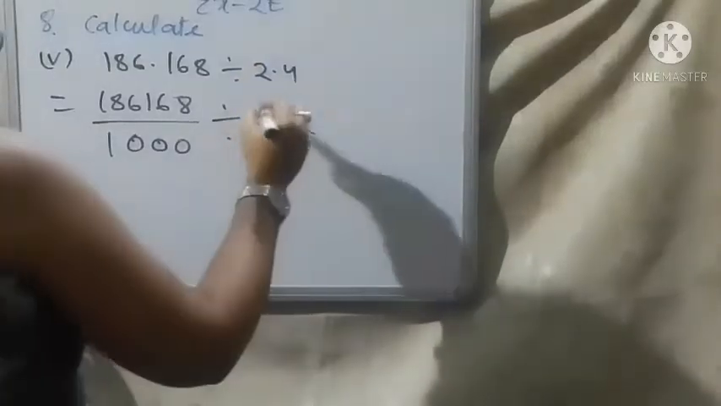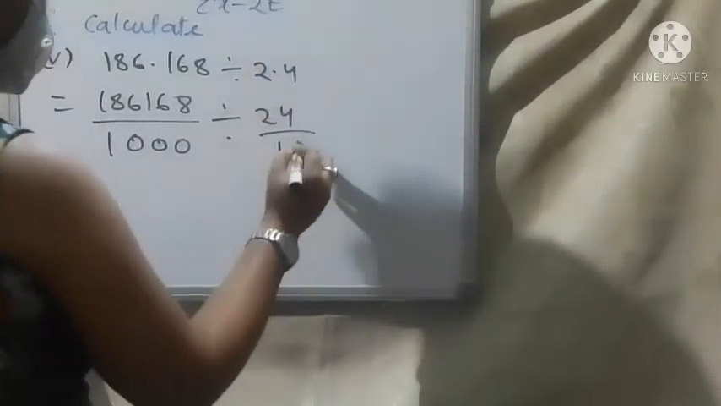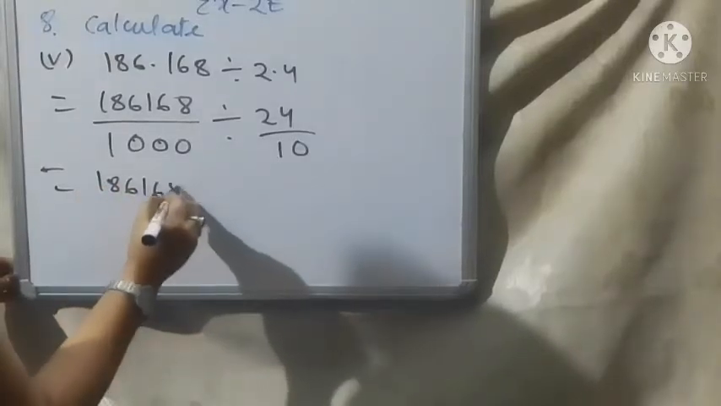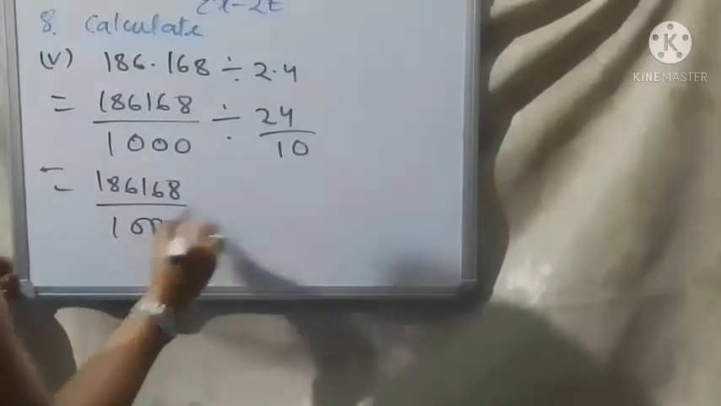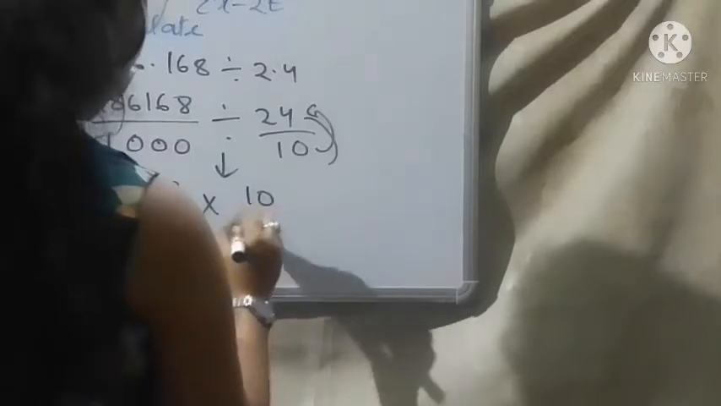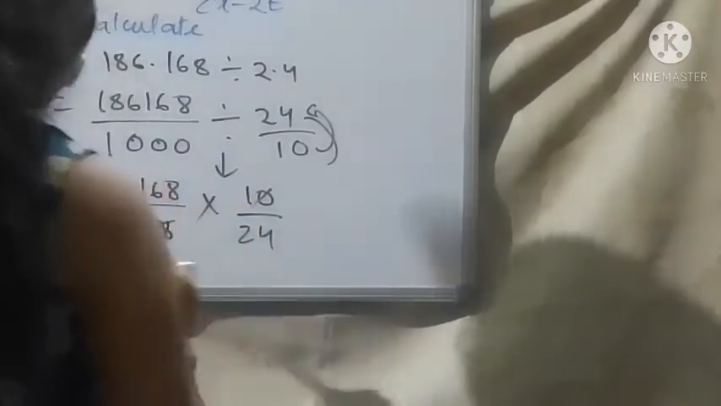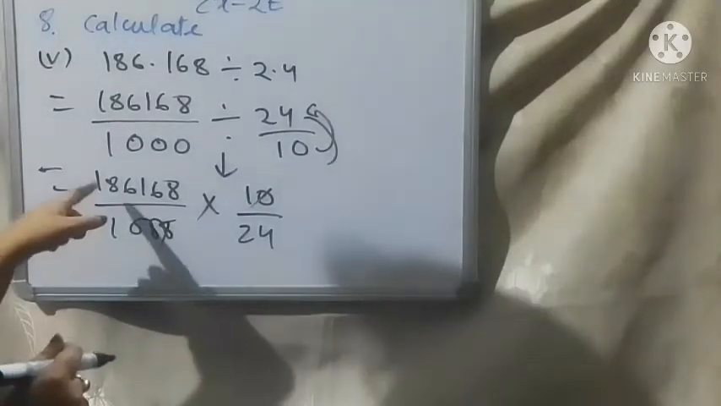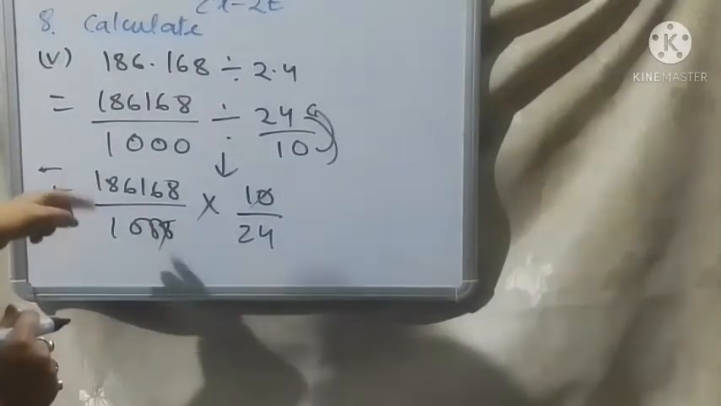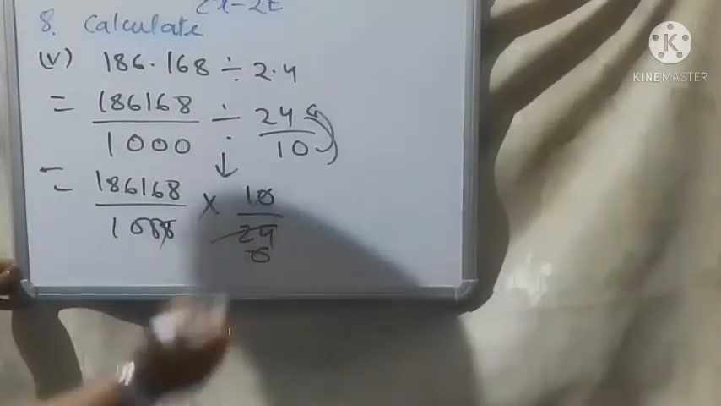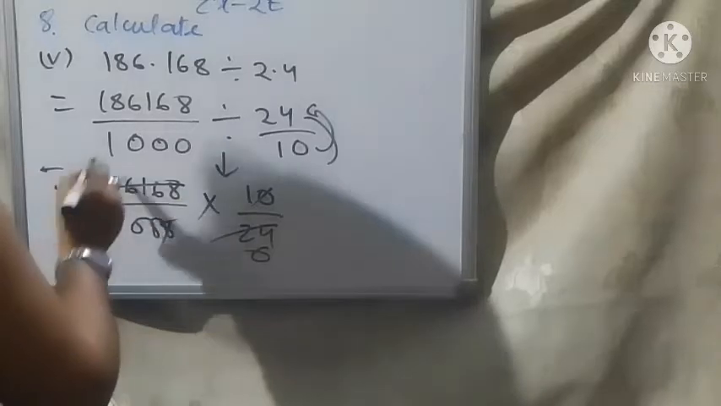Remove the decimal point, then it will become 24 by 10. Now again, 186168 divided by 1000. Convert this division sign into multiplication. 10 will go up and 24 will come here. Now you try to cancel with the table. You see whether it is going or not. 4 4s are 16, 4 6s are 24. Yes, it is going by the 4 table. 4 6s are 24. Now this you divide.